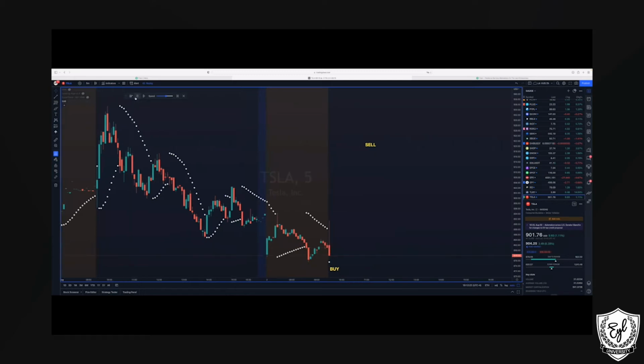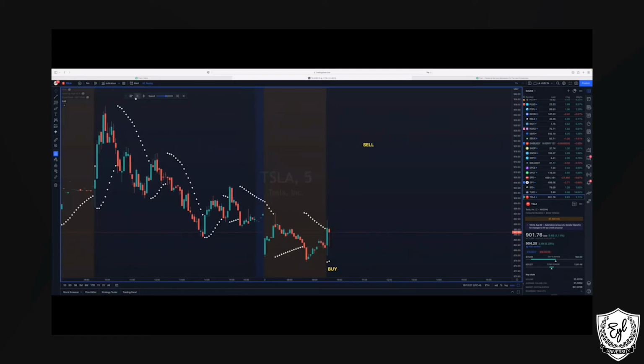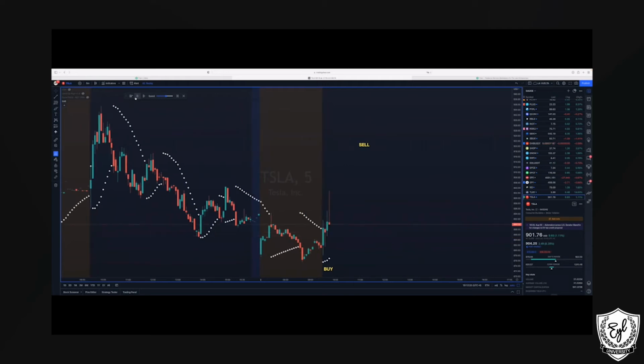So here we go. We open, and what do we see? Already a dot. Now two dots. And we continue. What do we see? A 3-bar play to the upside, easy money.